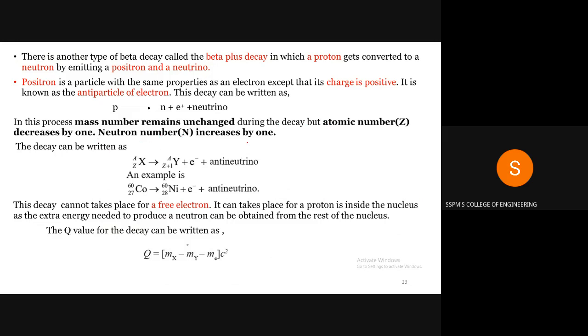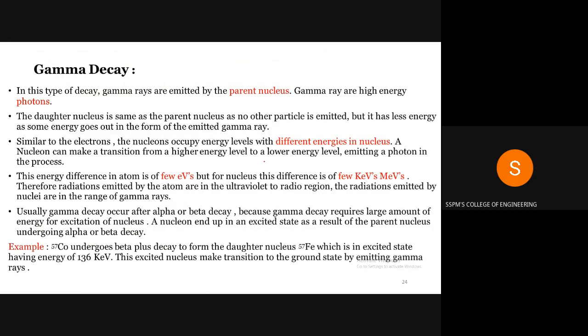Neutron number increases by 1. So these are some radioactive decays. Here is the third decay, gamma decay.